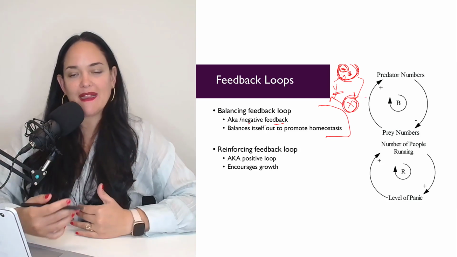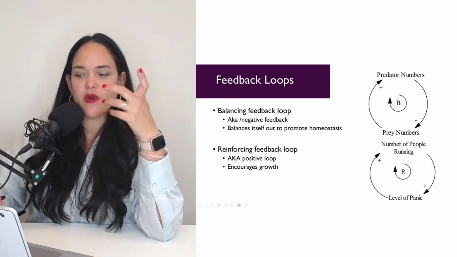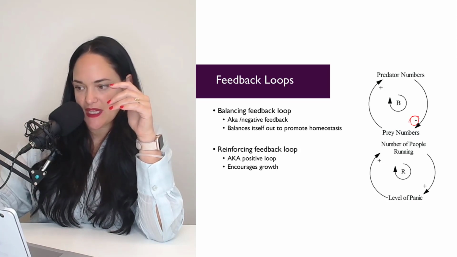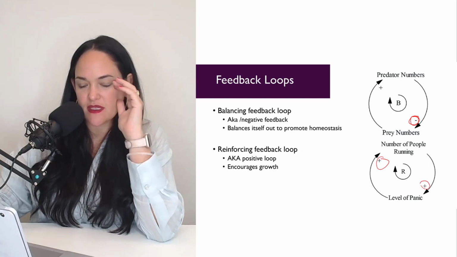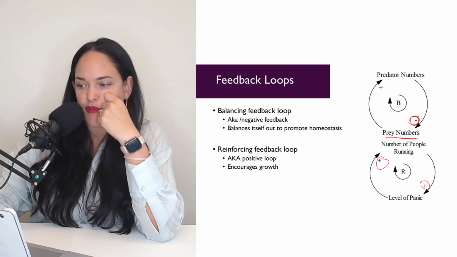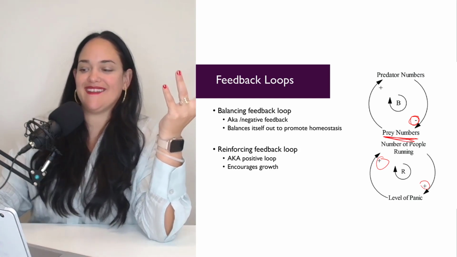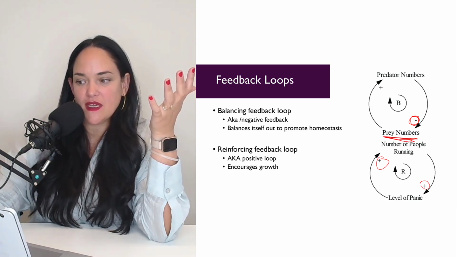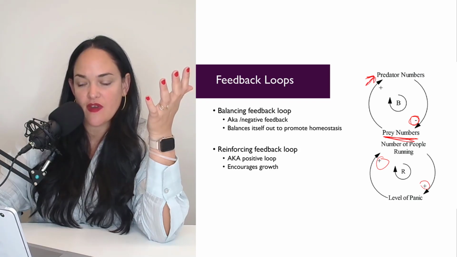Okay, so balancing feedback loops help to make sure that things stay more stable. An example of a negative feedback loop, or a balancing feedback loop, is where you'll see a negative somewhere instead of two positives where things reinforce themselves. For instance, as there's more prey, more little bunny rabbits in a particular area, that promotes an increase in predator numbers. There's more predators that can eat and survive.